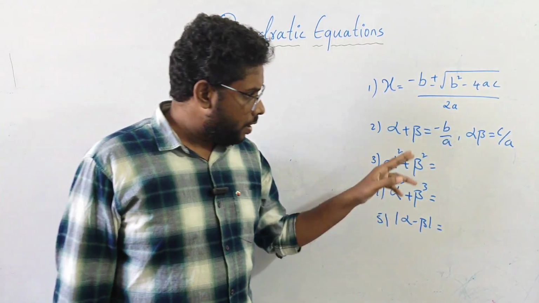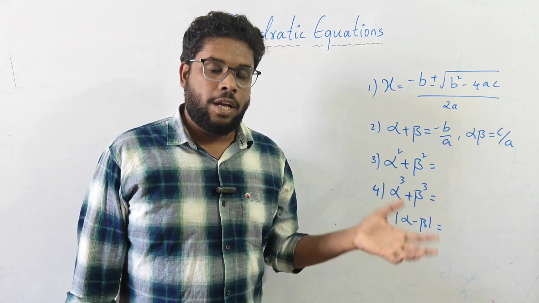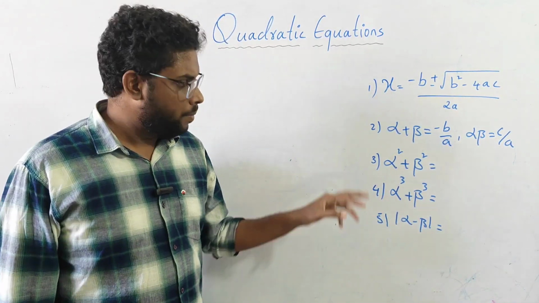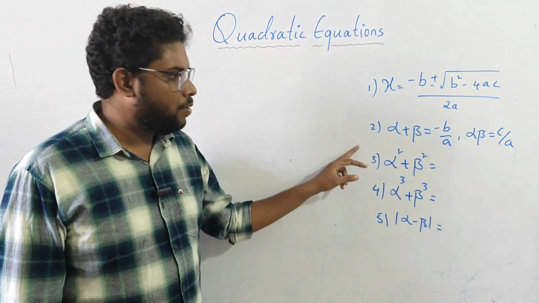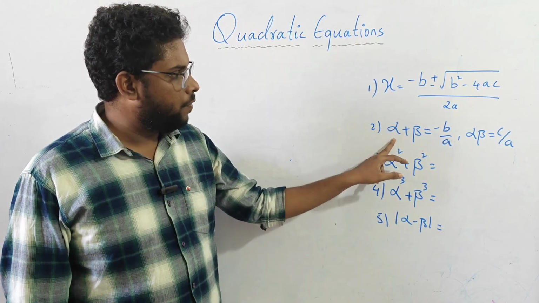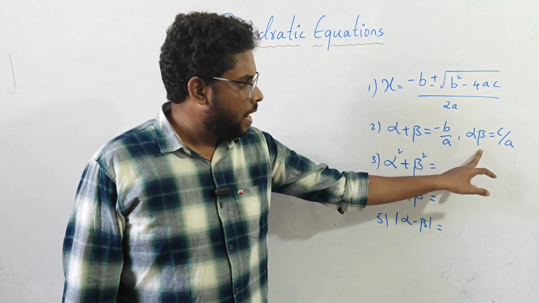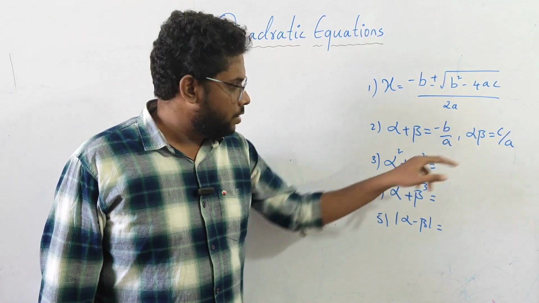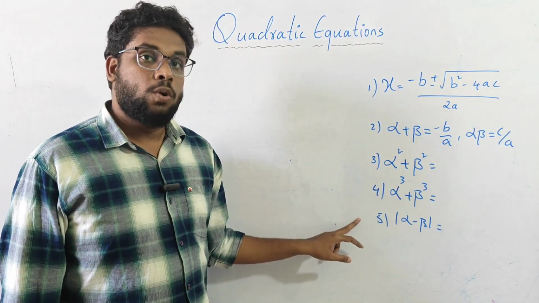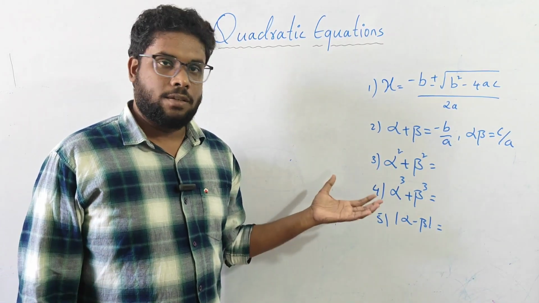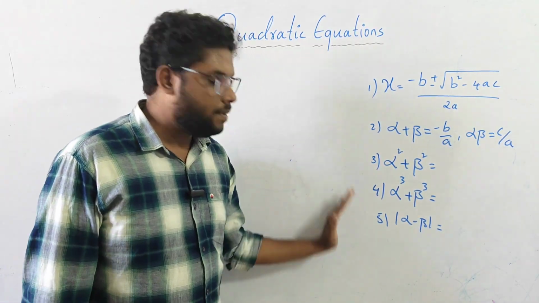Moreover, we are learning for JEE. In order to solve JEE Mains problems, we have to know these values also. We already know alpha plus beta equal to minus b by a, alpha beta equal to c by a. Like this, we should know these values also to avoid lengthy simplifications. So in this video we will discuss these values also.